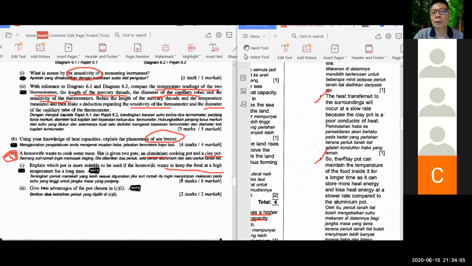So, the clay pot can maintain the temperature of food inside for a longer time, and it can store more heat energy and lose heat energy at a slower rate. This is very, very important here. Okay, read carefully here. The clay pot can maintain the temperature of food inside for a longer time, as it can store more heat energy and lose heat energy at a slower rate compared to the aluminum pot. All right.